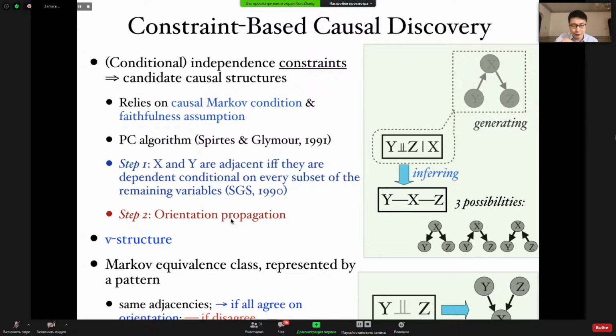And then you can go further. You can do orientation propagation. Later you can see how we can do so. And in general situations, we may not be able to find a unique structure, and we have to represent the set of solutions by a pattern. And this set is known as the Markov equivalence class, because all members of this class will have the same conditional independence or independence relationships over the variables. Later you will see the definition.